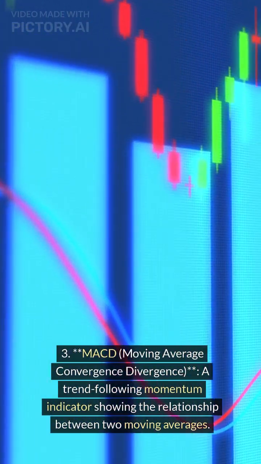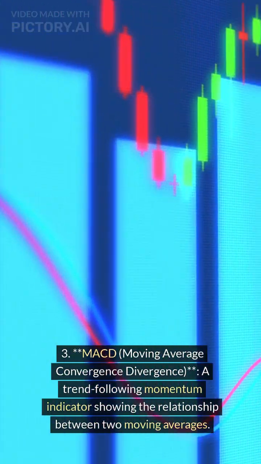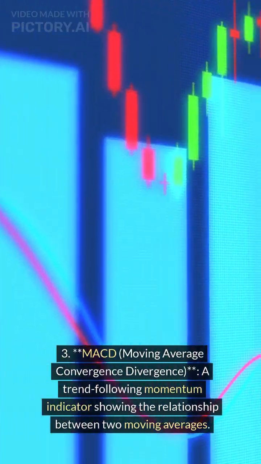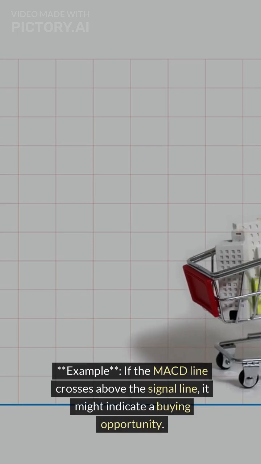3. MACD, Moving Average Convergence Divergence, a trend-following momentum indicator showing the relationship between two moving averages. Example: if the MACD line crosses above the signal line, it might indicate a buying opportunity.